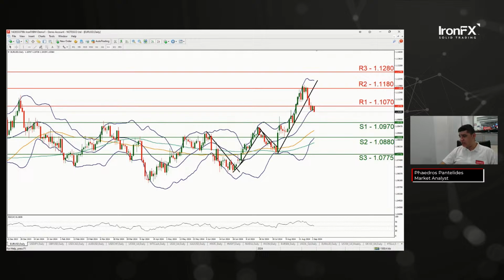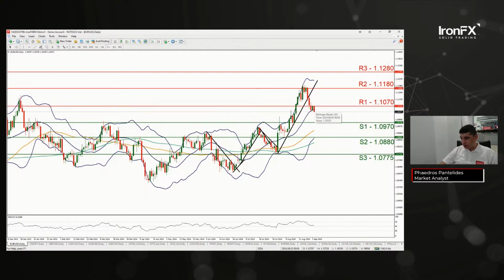S3 at 1.0775. Now, in the chance that it does move higher, the target for the bulls would be at 1.1070, R2 at 1.1180, R3 at 1.1280. But look at the price action and look at the daily chart.